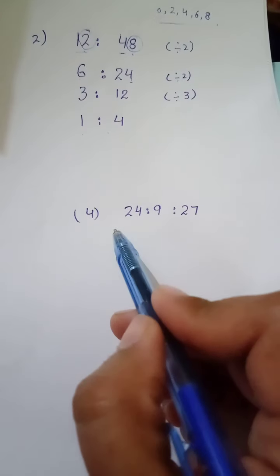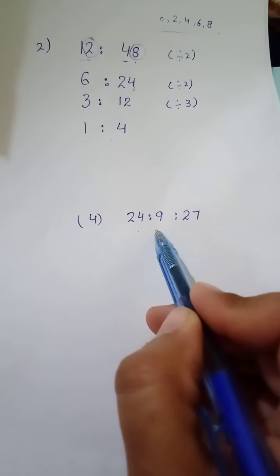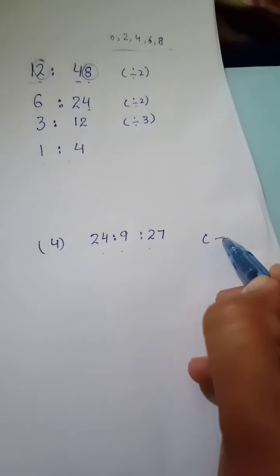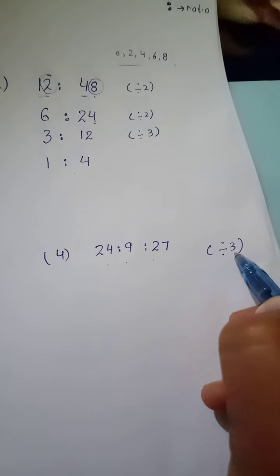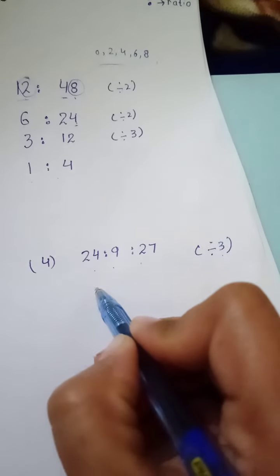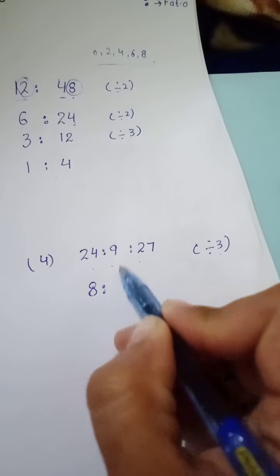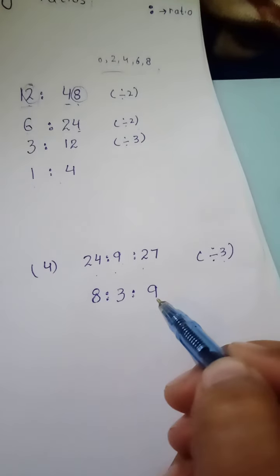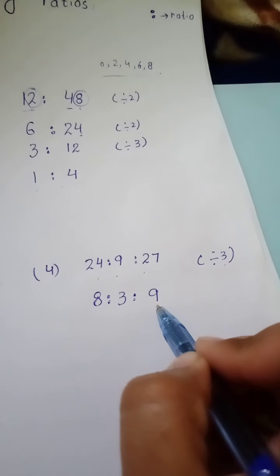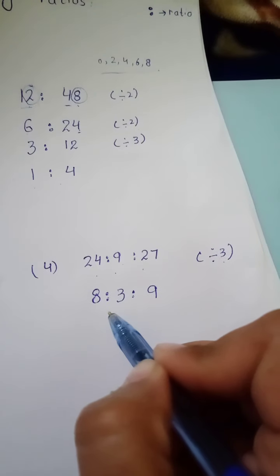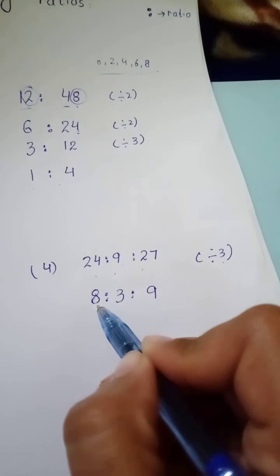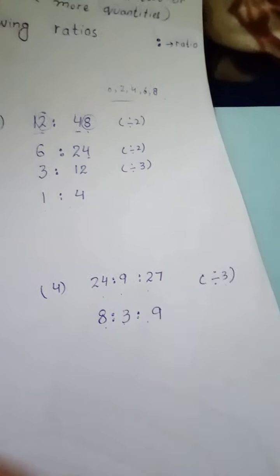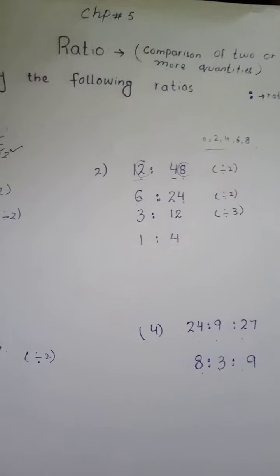And similarly, in question number 4, 24 ratio 9 ratio 27. Right? So on table of 3, 3 is how many times 24? 3 8s are 24. 3 3s are 9. 3 9s are 27. Further division is not possible. There is no more common factor. So you will stop your answer here. And the simplified form is 8 ratio 3 ratio 9. Is it clear? So this was about simplification of ratio.